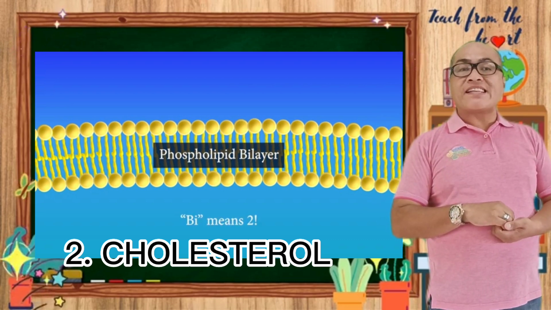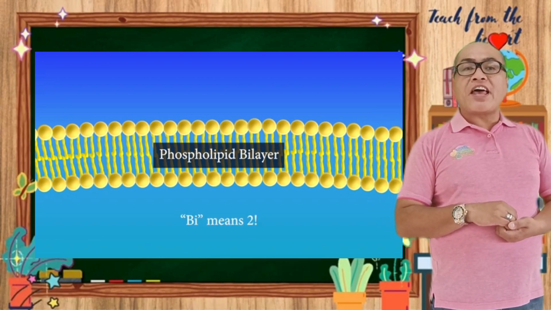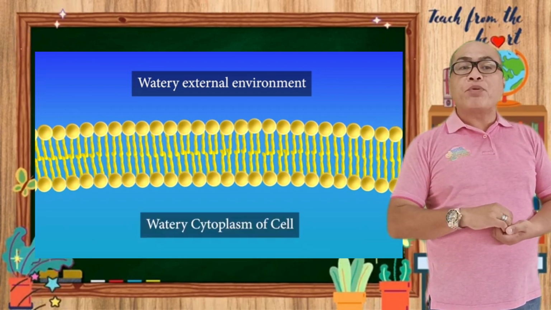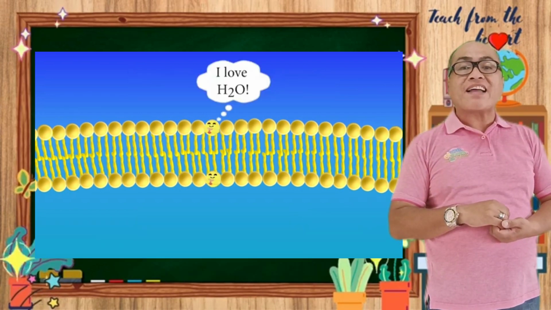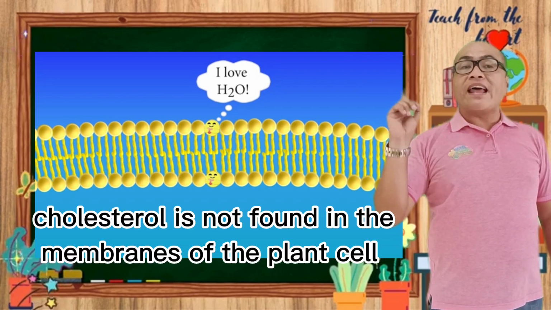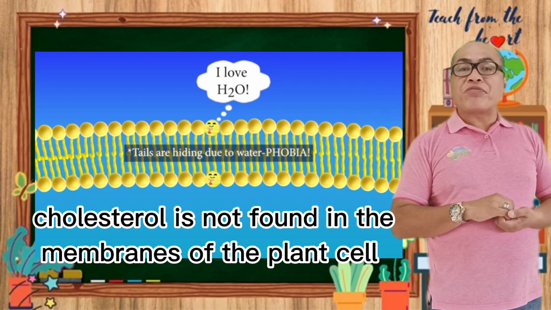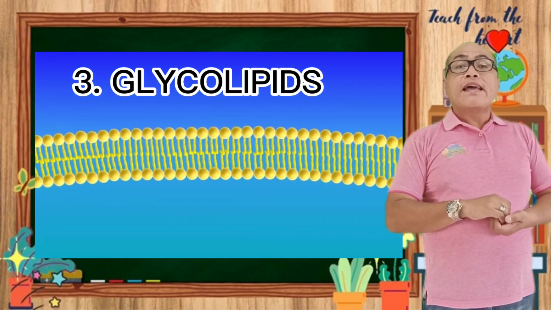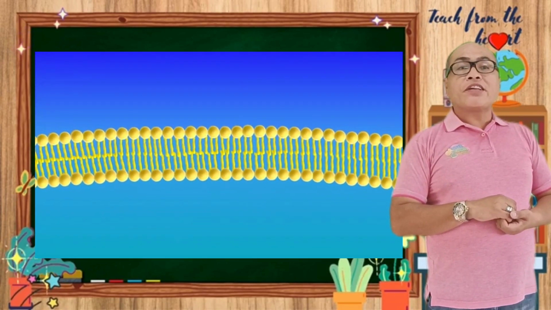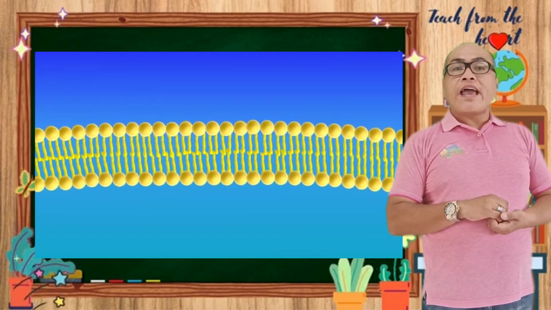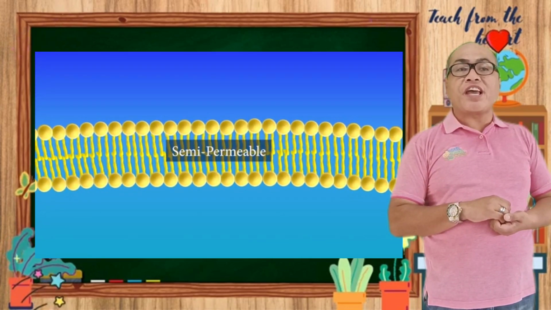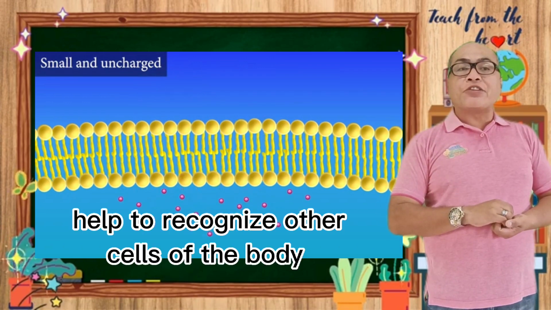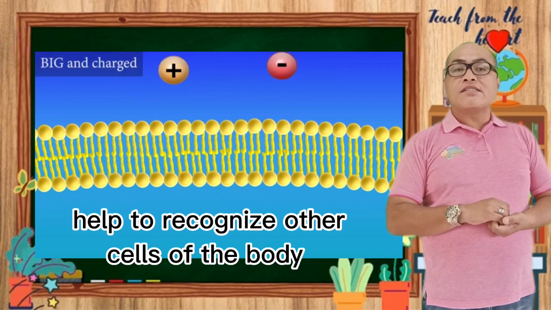Number 2 is cholesterol. Cholesterol helps keep the cell membranes from being stiff by preventing phospholipids from being too closely packed together. Cholesterol is not found in the membranes of plant cells. Number 3 is glycolipids. Glycolipids are located on the cell membrane surfaces and have carbohydrate sugar chains attached to them. They help to recognize other cells of the body.